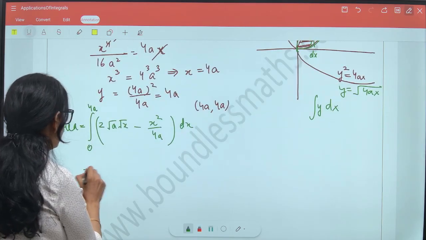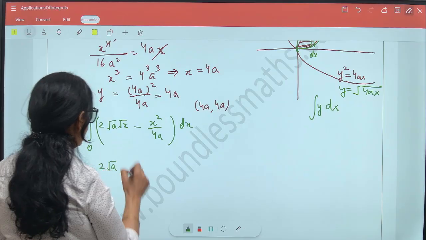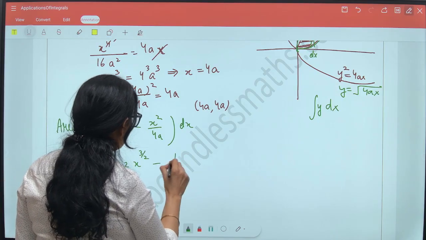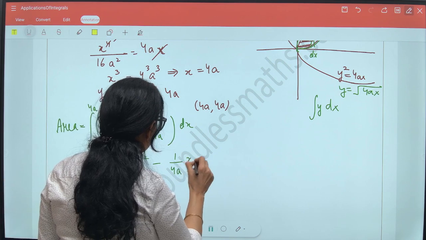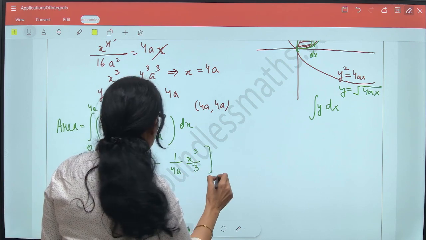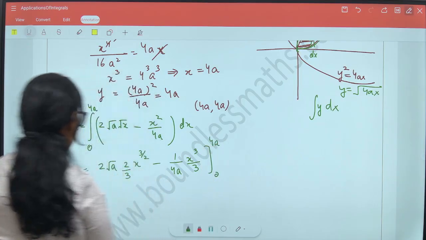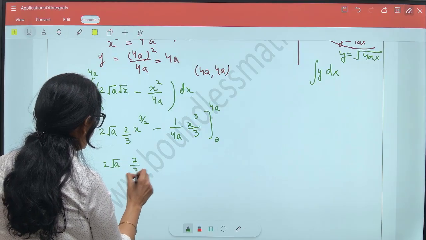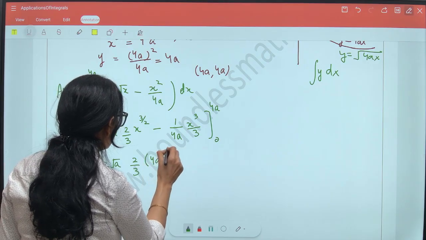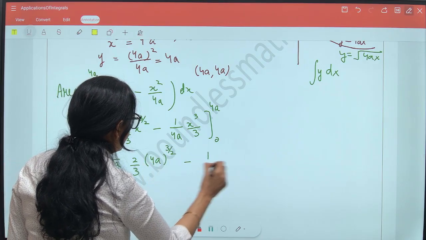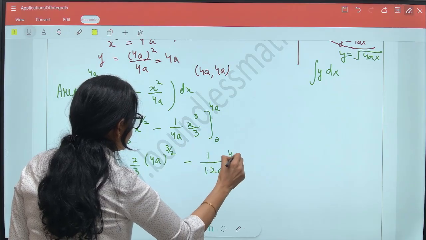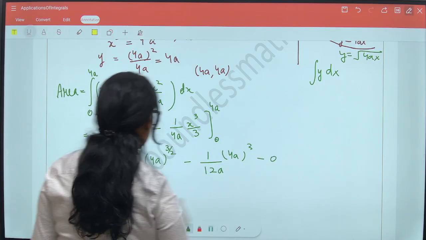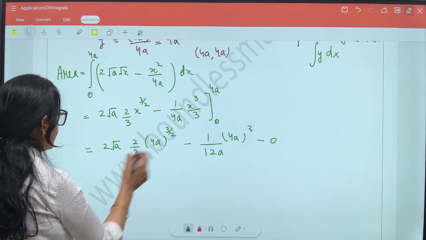Let's integrate this now. 2 square root a, integral of this is going to be x to the power 3 by 2 and you have 2 by 3 here, minus 1 by 4a, integral of x square is x cube by 3, and the limits are 0 to 4a. So let's put x as 4a here. 2 square root a, 2 by 3, 4a to the power 3 by 2, minus 1 by 12a, and this is 4a cube. So when you put x as 0, both the terms will become 0. So let's simplify it further.